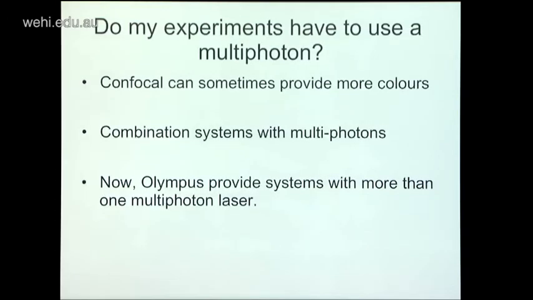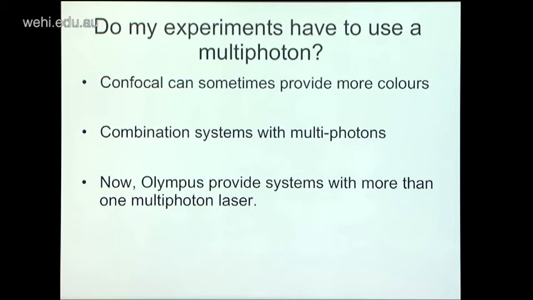Okay, so do experiments have to have a multiphoton to do them? And the answer, which I alluded to earlier, is no. Confocal sometimes provides more colors. So if you do not need to go that deep into your tissue, you can always grab it, put it in a confocal, and look. You might not get the penetration that you need, but this belief that you need a multiphoton to do this is not true. And we know that from the fact that people were looking at early blood vessel development and how red blood cells flow through the vasculature in sea urchin in 1912. And that's really interesting if you want to go and look at that paper.